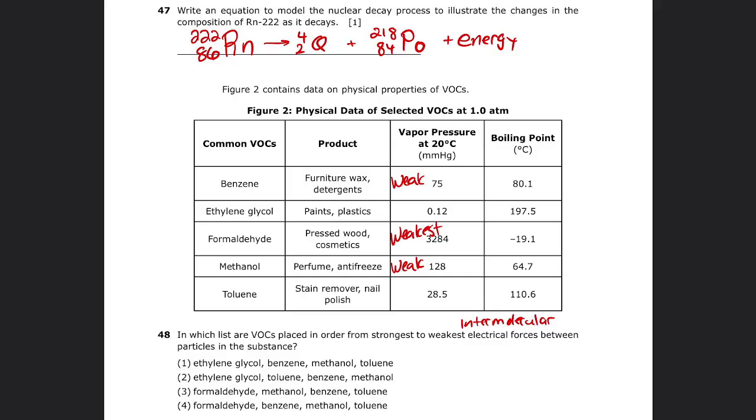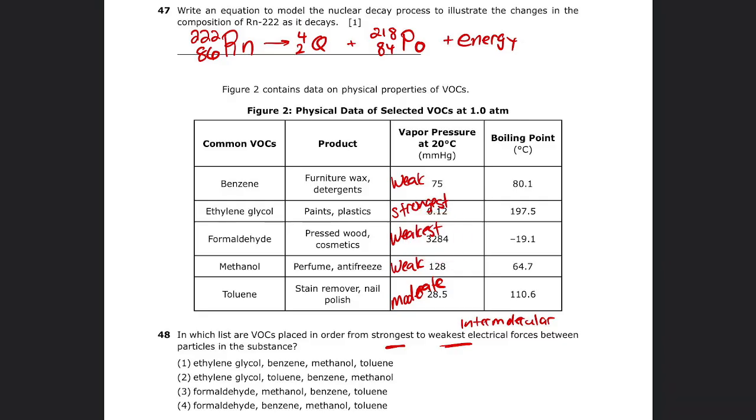We'll say toluene will be moderate. And ethylene glycol, because it has a very low vapor pressure, will be the strongest electrical attractions. We want to rank the VOCs from strongest to weakest electrical attractions. So anything that starts with formaldehyde is going to win if it has formaldehyde in it.